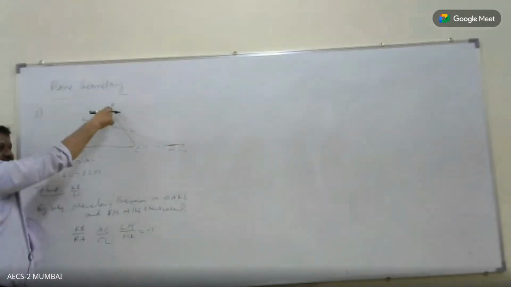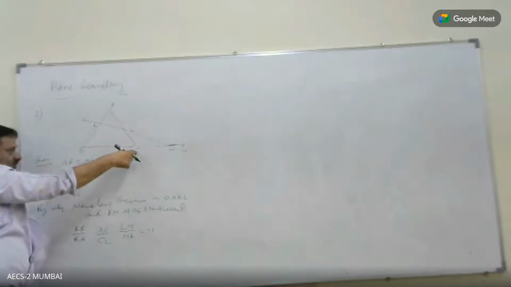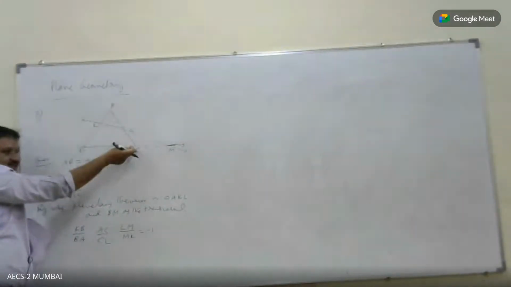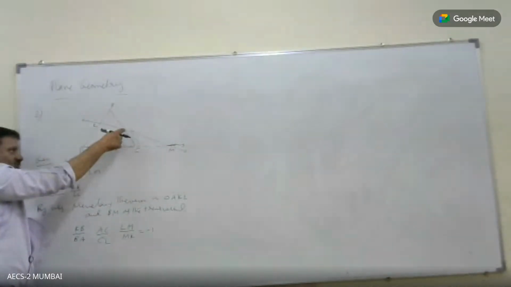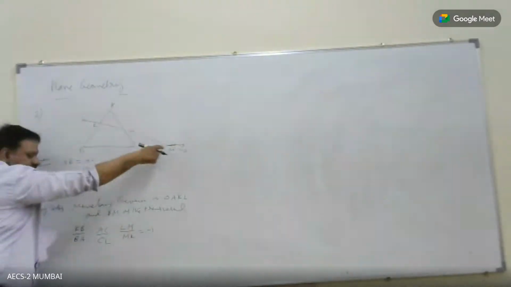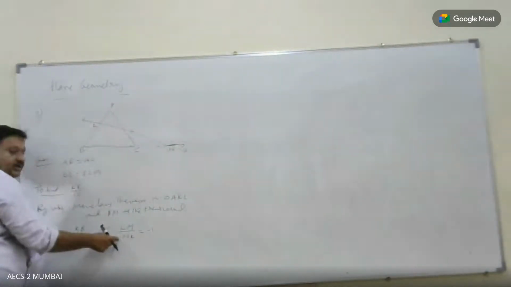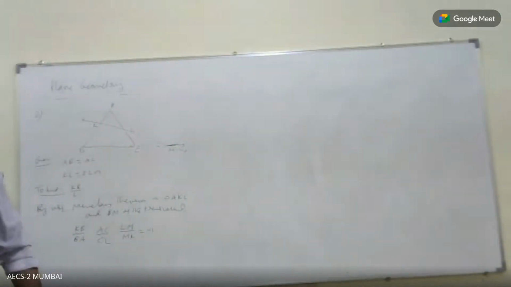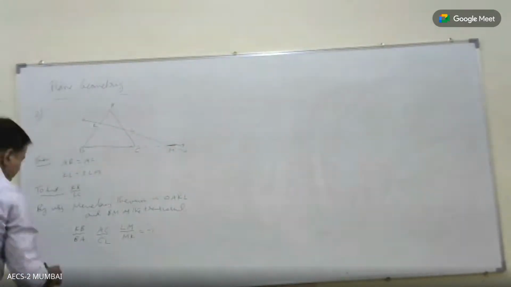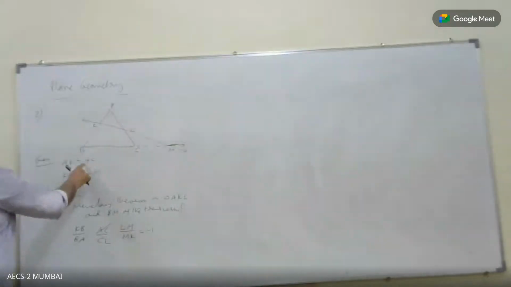Then go to vertex A. AL is cut at C. So what do I have? AC by CL. Then go to vertex L. LK is cut at M. So LM by MK equal to -1. Right? Now, BA and AC cancel out. Why? Given they are equal.